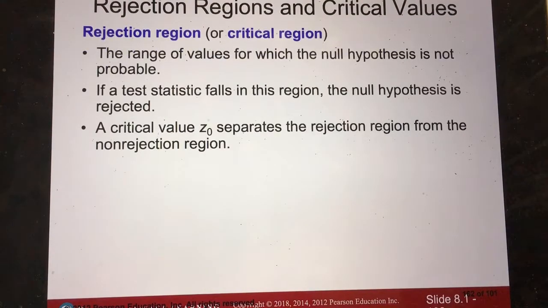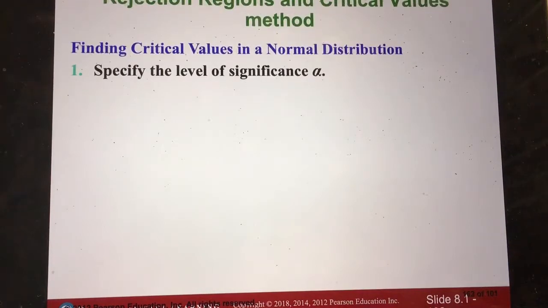Our rejection region, or our critical region, is the range of values for which the null hypothesis is not probable. So that's the definition of what a rejection region is. If a test statistic falls in this region, the null hypothesis is rejected. A critical value z sub 0 separates the rejection region from the non-rejection region. So that's what a critical value is. It separates your rejection region from your non-rejection region.